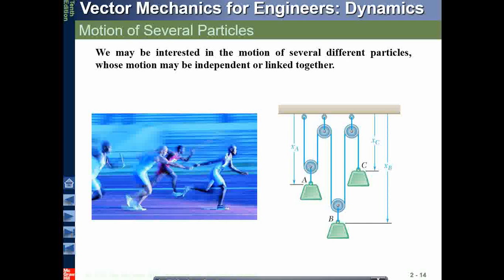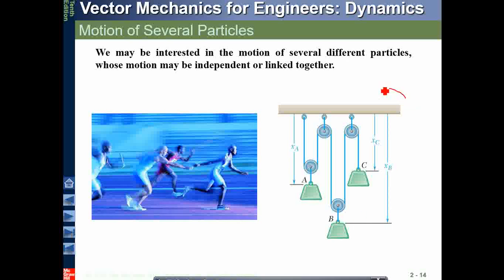Another kind of motion especially happens when certain bodies are connected to each other. Several parts or several particles or several bodies may be connected or interlinked, like in this example.